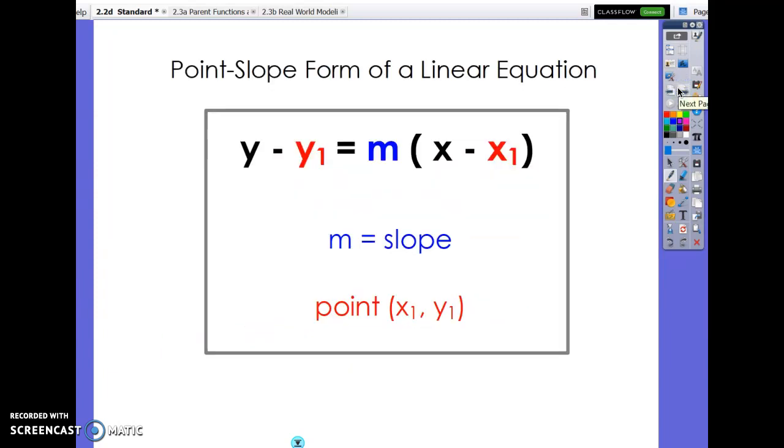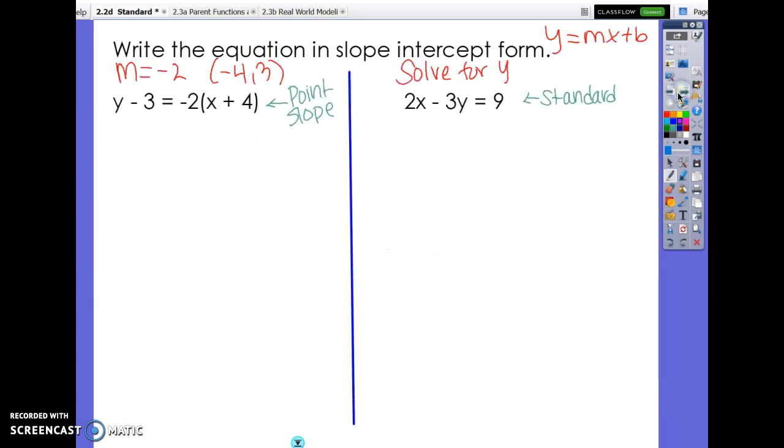Point-slope is the third form of linear equations that we're looking at. y minus y1 equals m times x minus x1. Point-slope is called point-slope because just by looking at it, you can see your slope, which is still represented by m, and a point from your graph, represented by x1, y1. So when we're looking at a problem, x1, y1 would be numbers, but our y and our x would remain variables. So let's take a look.